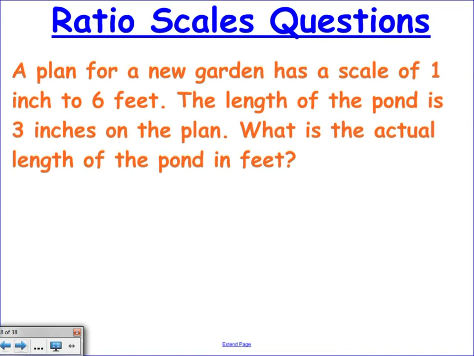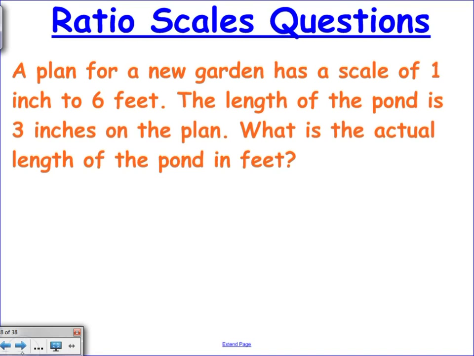So what have we got? What are our 2 units? 1 and 6. Inches and feet, and I've got 1 inch is 6 feet. So my plan is this, the real world is that. So what's it telling me I've got? 3 inches on the plan, which is equivalent to, good, multiply this side by 3, 18 feet in the real world. So my pond is 18 feet long. So can you see how we're now using ratios for scale drawings as well?